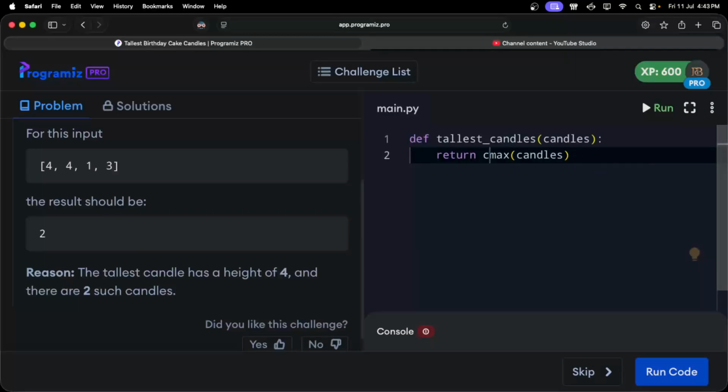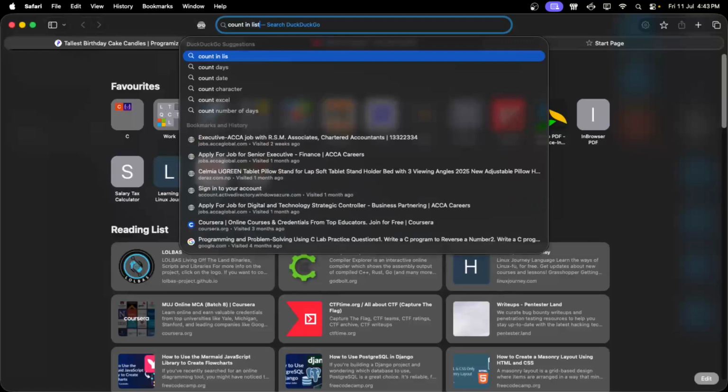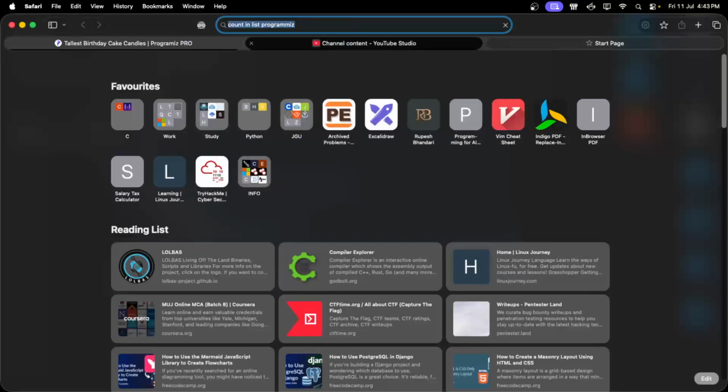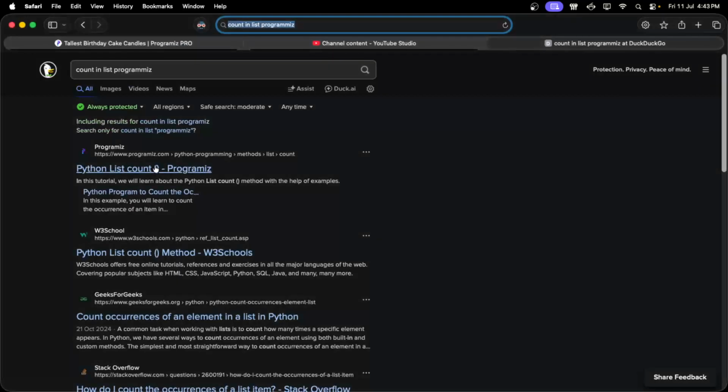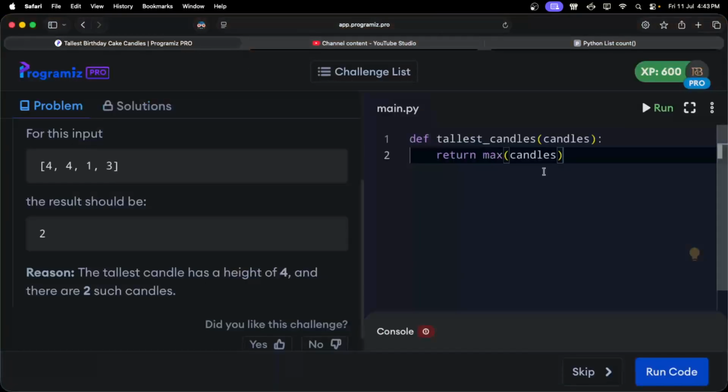So what is there in list? Count. Let's just search quickly. Count in list program is right, so there should be a method. Okay, count is there, so it's a universal count, is it? Okay, numbers dot count, and then we do that. Okay, great, that's what I was thinking as well.